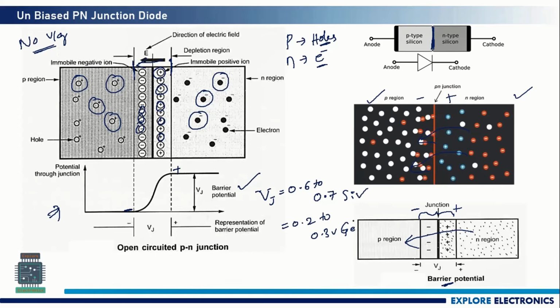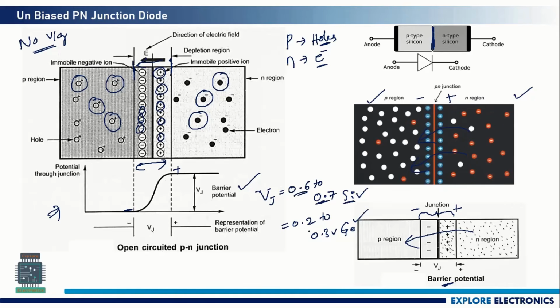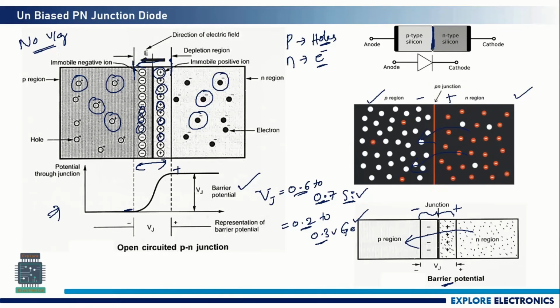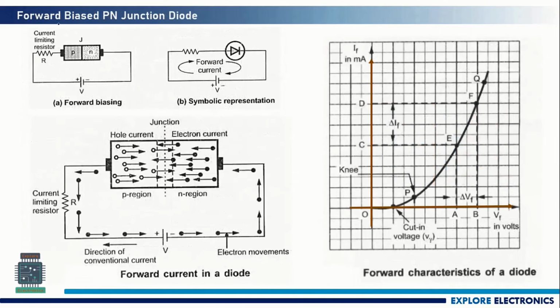There are two types of diodes we can have, silicon and germanium. This voltage, barrier potential or junction voltage, will be 0.7 or 0.6 in silicon diodes and 0.2 or 0.3 in germanium diodes. Now if we bias the diode, what happens? It will allow the extra electrons to penetrate towards the p region. Let us see the forward bias condition of this PN junction diode.